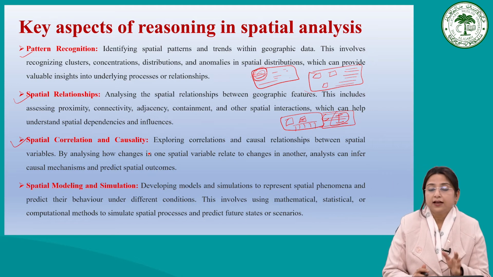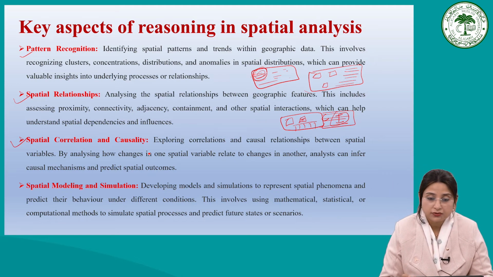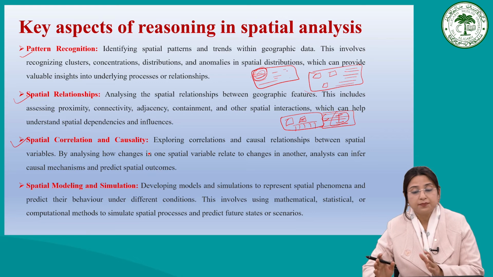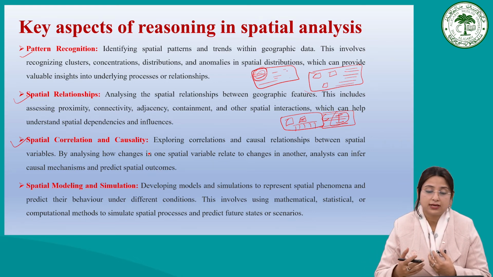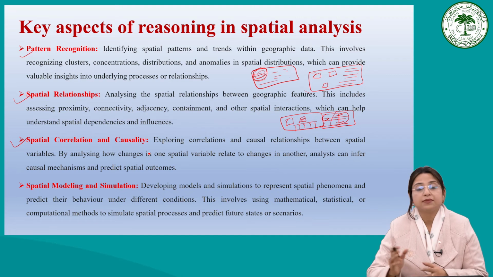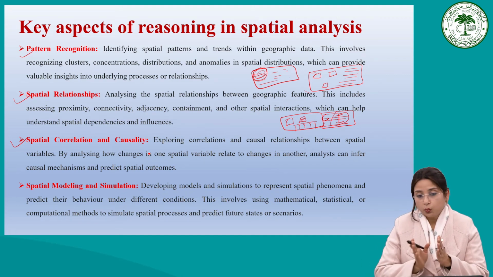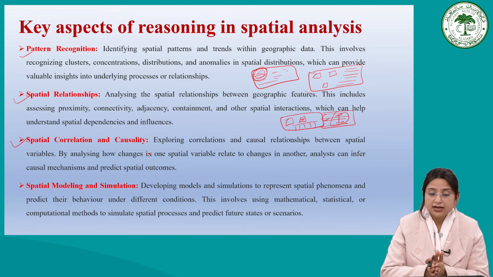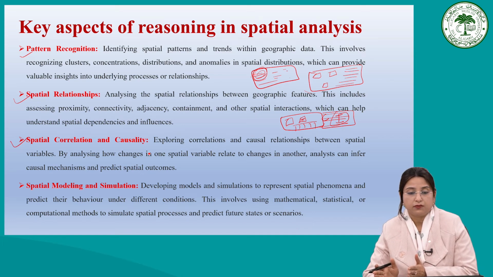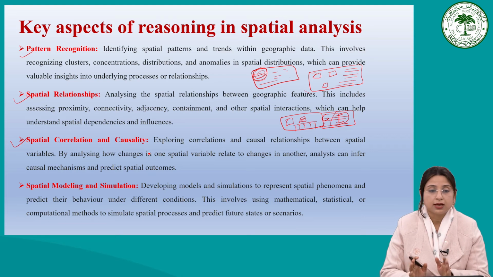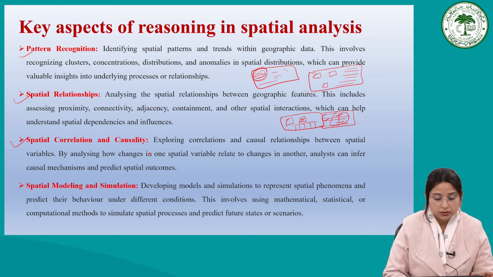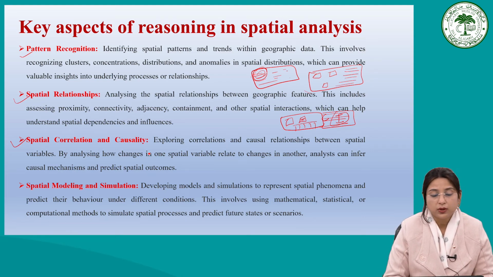For example, if the population of a particular region is increasing, then the demand for industrial, commercial, and residential areas will also increase. Pertaining to that, the built up space will also increase. So when one variable is changing, it tends to change another variable. For example, population is increasing, and related to that, built up area is also increasing. So reasoning also examines spatial correlation with its causes.